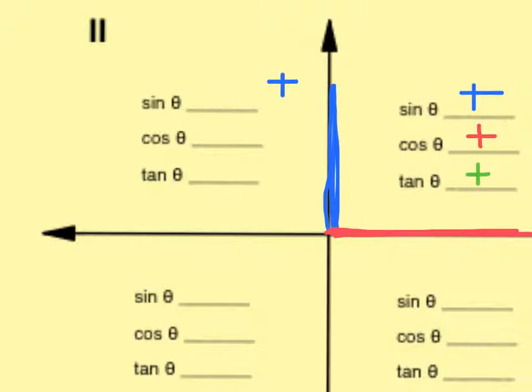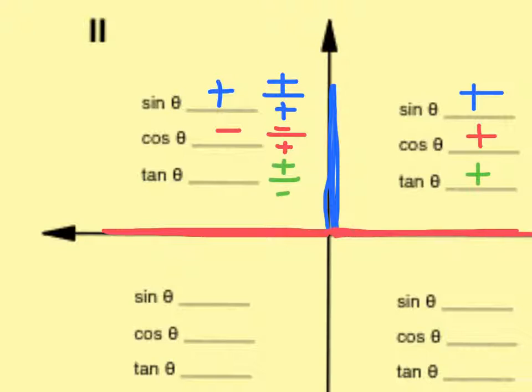Sine is y over h, and the y coordinate in the second quadrant is positive. H is always positive, so sine is positive in the second quadrant. That's better. Okay. Cosine, the x coordinates are negative in the second quadrant, so cosine is negative over a positive h, which makes cosine negative in the second quadrant. Then tangent is y, which is positive, and x, which is negative in the second quadrant. So tangent, a positive divided by a negative, is a negative. So the only thing that's positive in quadrant 2 is sine.